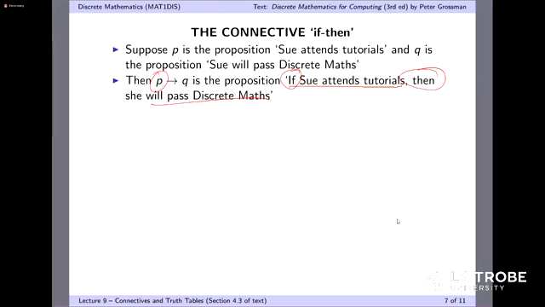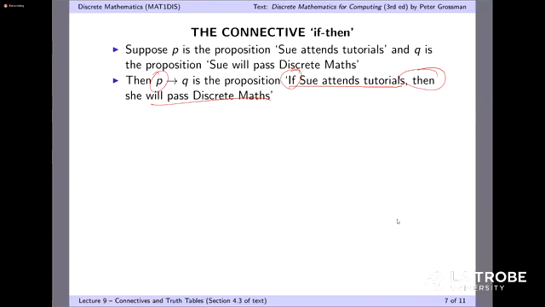So if you want to look at its truth table, let's see what that would be. While I'm doing that, let's try to think about it. So we have P. What is P? P is Sue attends tutorials. And then we have Q, and P implies Q. I really want you guys to understand this because that's where most of the students get confused. Okay?